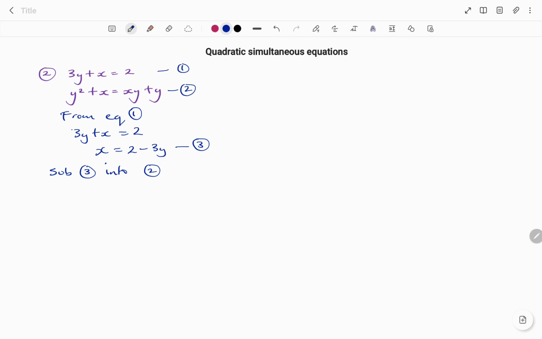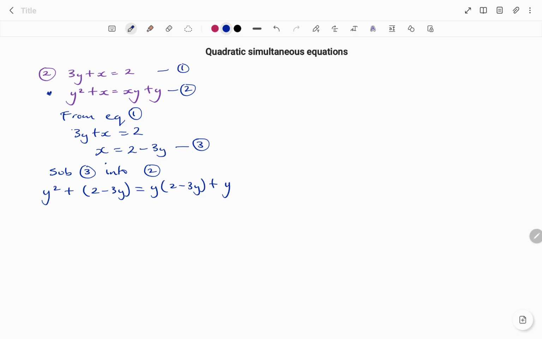Using the substitution method, I'm going to substitute equation 3 into equation 2. So every occurrence of x, I replace with 2 minus 3y. So I have y squared plus, because it's an expression, I'm going to be using my bracket, equals, I have my y in bracket, 2 minus 3y plus 2 minus 3y. I'm going to leave it as y because I'm only replacing the occurrence of x.